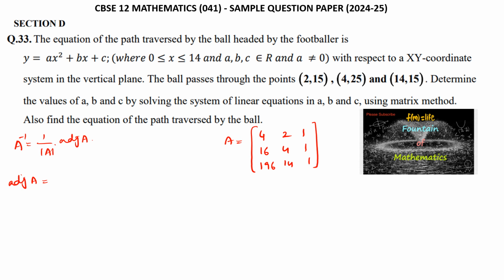Start taking from the second row, second column element. Start writing here 4 and then 1 and then again 16 from the same row, and then ending again with 4. So writing 4, 1, 16, 4, and coming to the next row. Start from the second column element, that is 14, 1, and again 196, and again end up with 14.